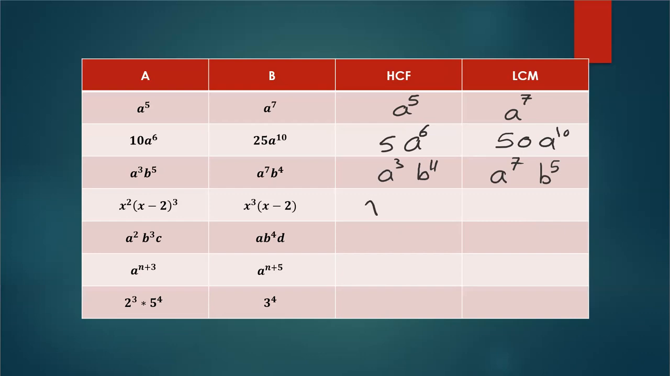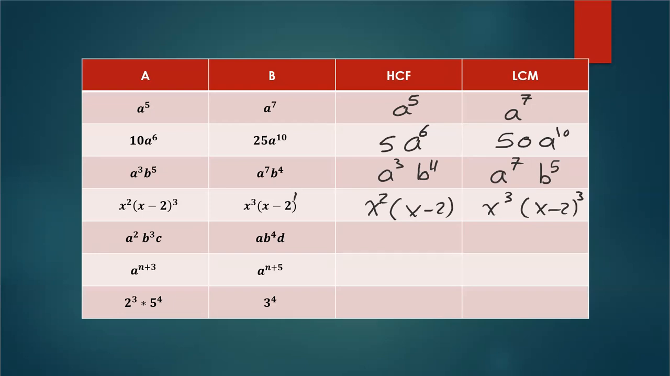Next one is X, the least power is 2, and for X minus 2, the least power is considered to be 1 because there is a 1 here, not a 0. And for the second one, take the highest power. So X will be taken with power 3, and X minus 2 will be taken with power 3 as well, because the highest power for both is 3.